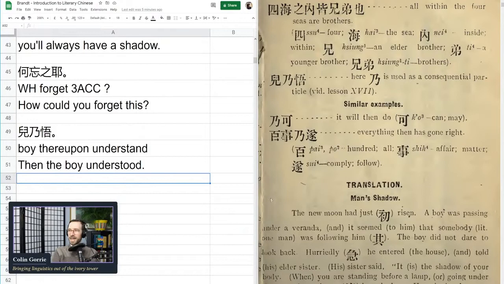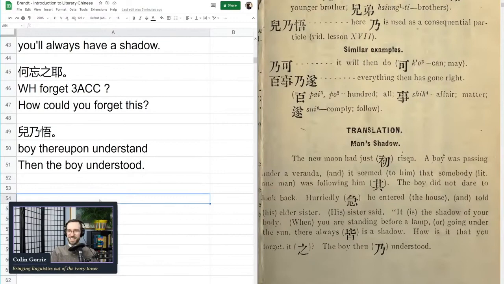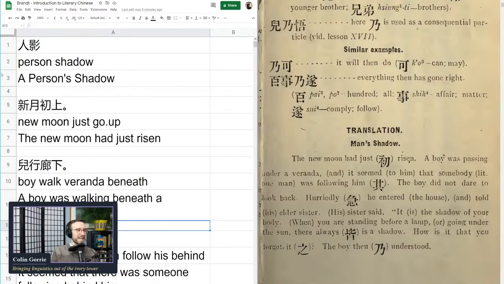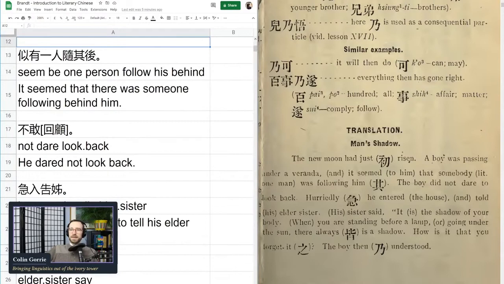There's another sentence for us. Okay. Oh, and then we get to see if we're right or not. Okay, so let's do it. Let's go back up. Man's shadow. Okay, I said a person's shadow. You know, this is a really old textbook. I think I'm gonna give that to us. Okay, so then let's see. The new moon had just risen. Nice. A boy was passing under a veranda. A boy was walking beneath a veranda, you know. Potato, potato. It seemed that there was someone falling behind him. And it seemed to him that somebody was following him. Okay, great, that's fine. He dared not look back. The boy did not dare to look back. Okay, fine, great.